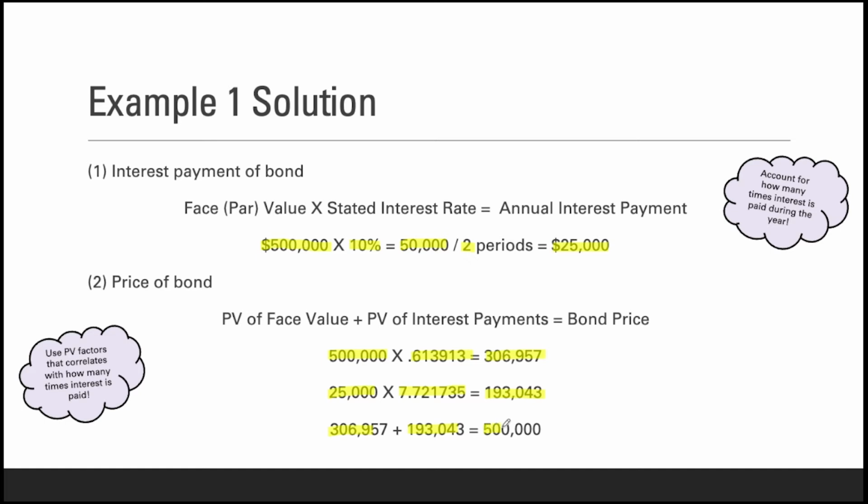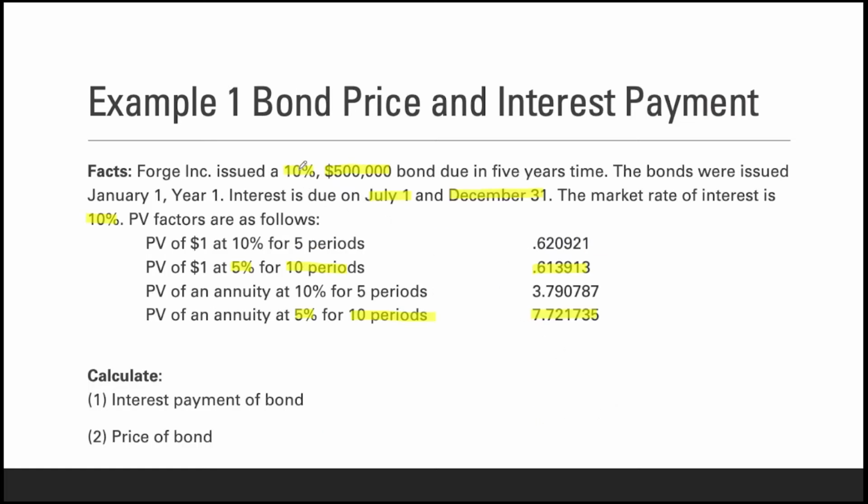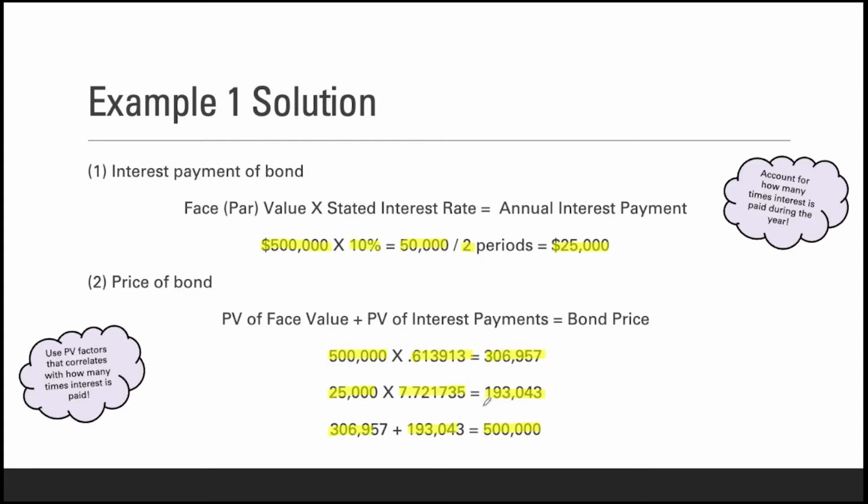Now again, to find out the bond price, we're just going to take those two numbers there, add them together to get $500,000. Now just keep in mind here how the stated rate of 10% equals the market rate of interest at 10%. Whenever these two numbers equal, the price that is sold for the bond will always equal its face value, which you can see here. Price is $500,000, which equals the face value of the bond.